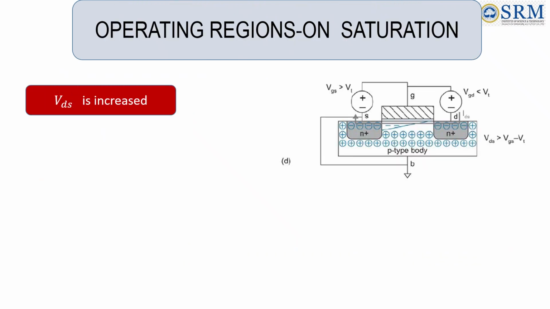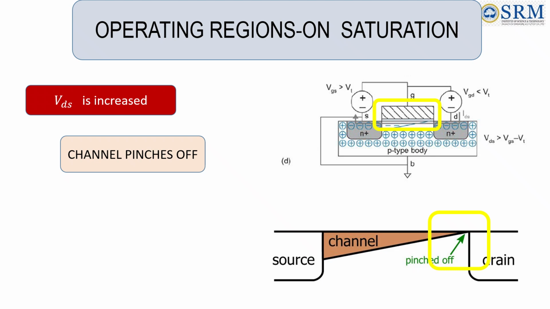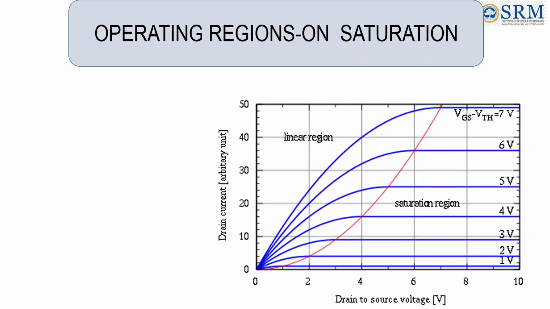As VDS is increased, the channel starts to constrict near the drain end. The channel region has been shown separately now. The channel constricts, and if you still continue to increase your VDS, the channel becomes a point at the drain end, which is called the pinch-off region. The operation in this region is called the saturation region.